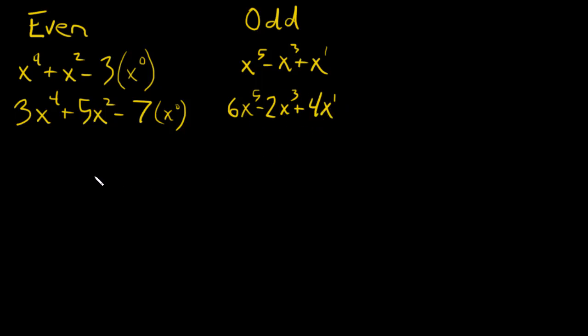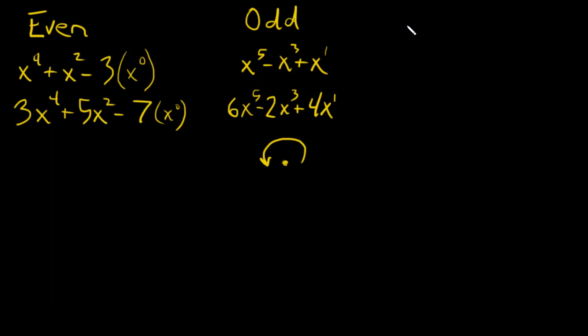The two types of symmetry: this function will be reflected across the y-axis. This function will be rotated 180 degrees. So there's the origin. It rotates 180 degrees and then repeats.